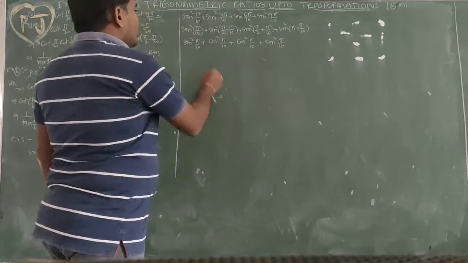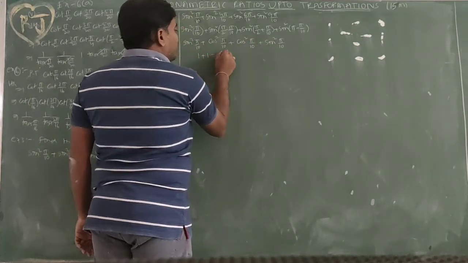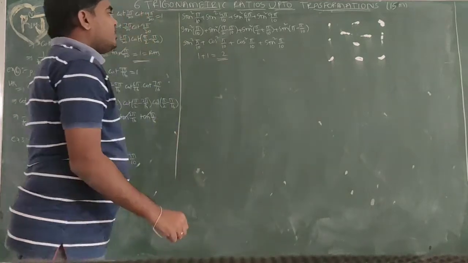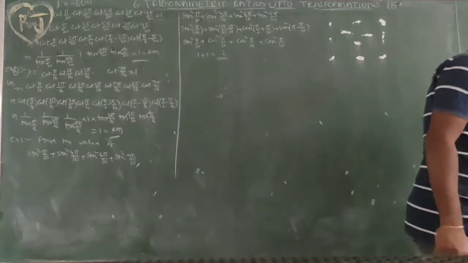Okay, so sin square theta plus cos square theta, cos square theta plus sin square theta equal to 1. So the required result is equal to 2. Okay, next exercise.